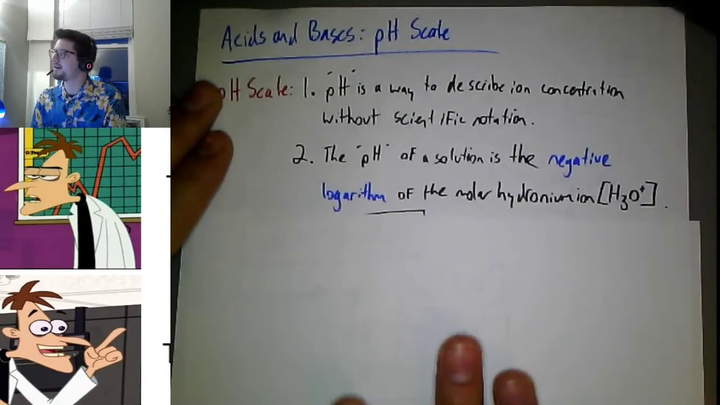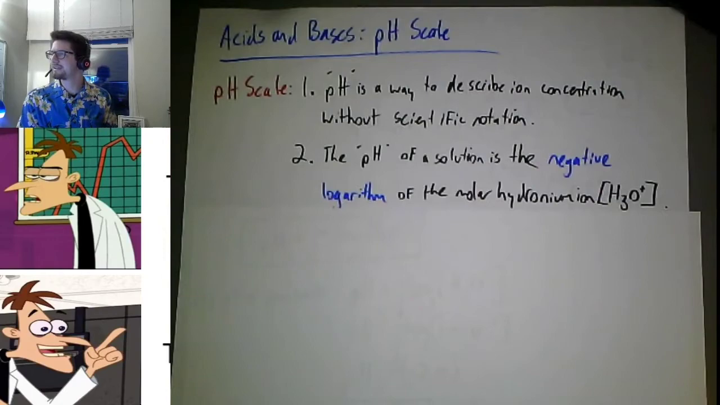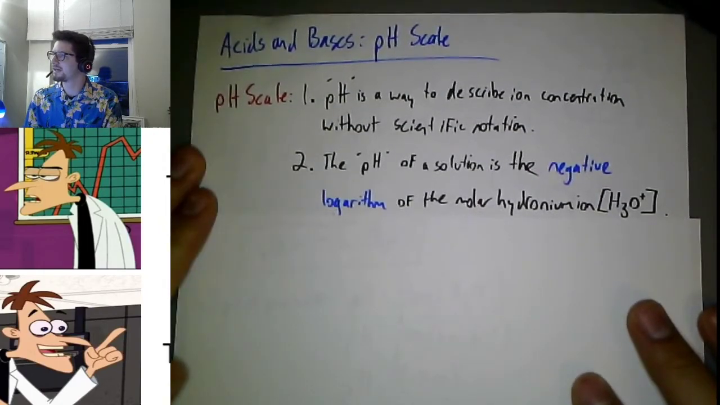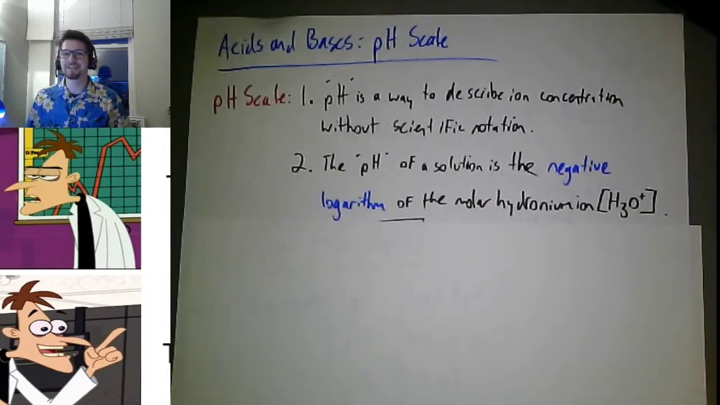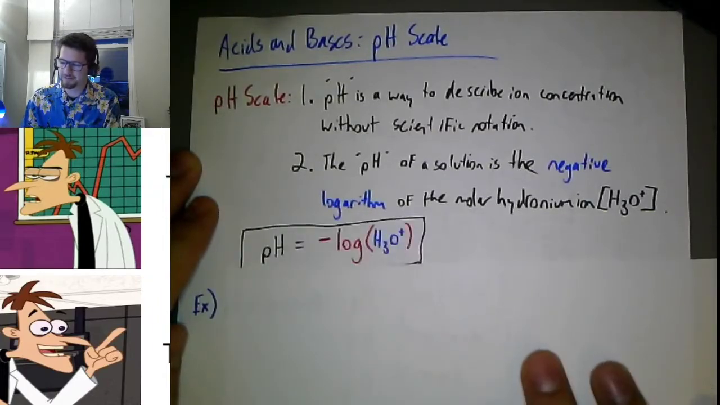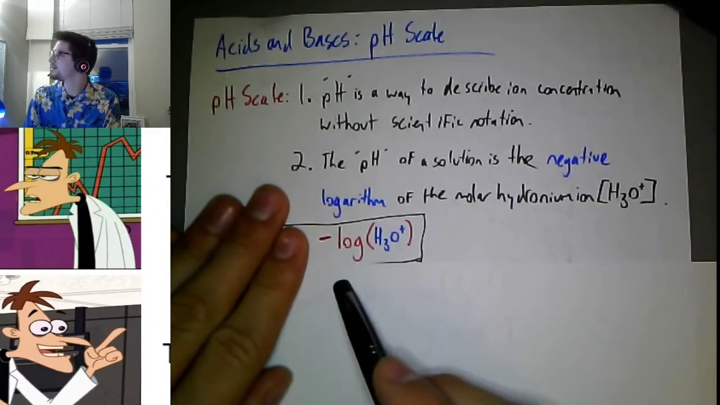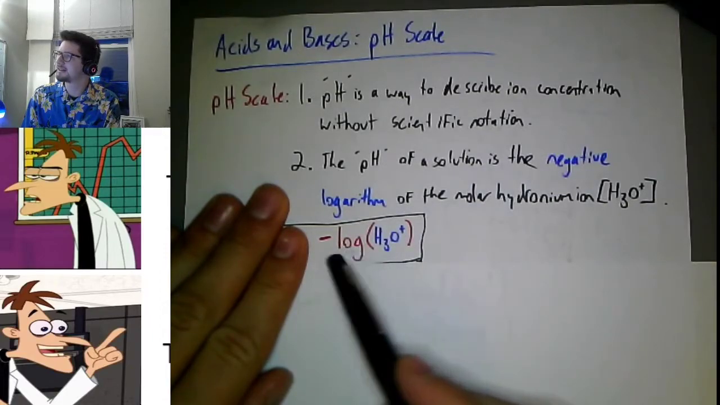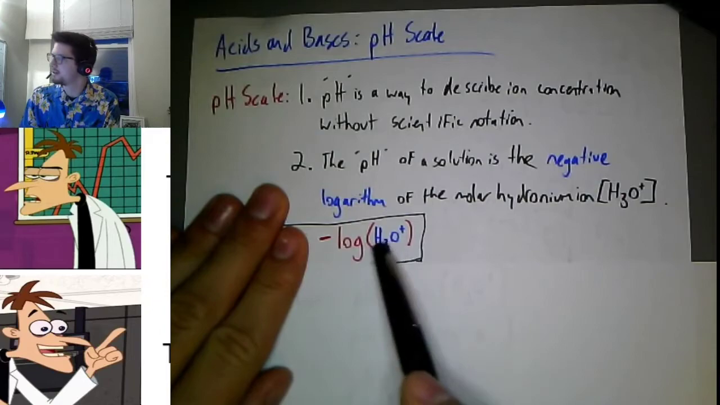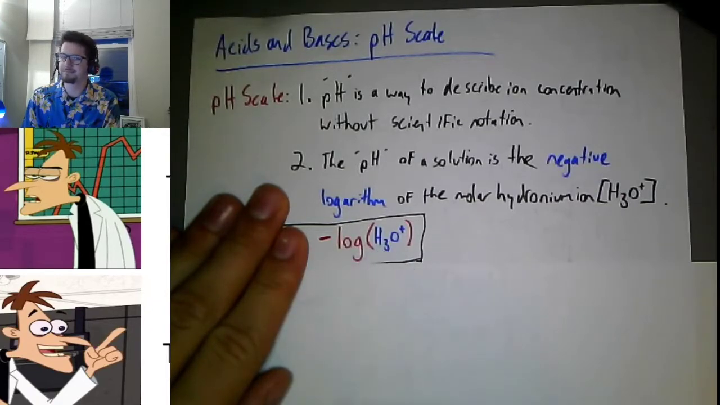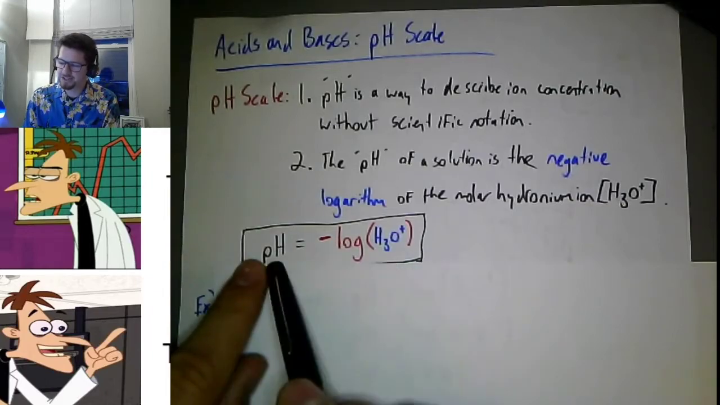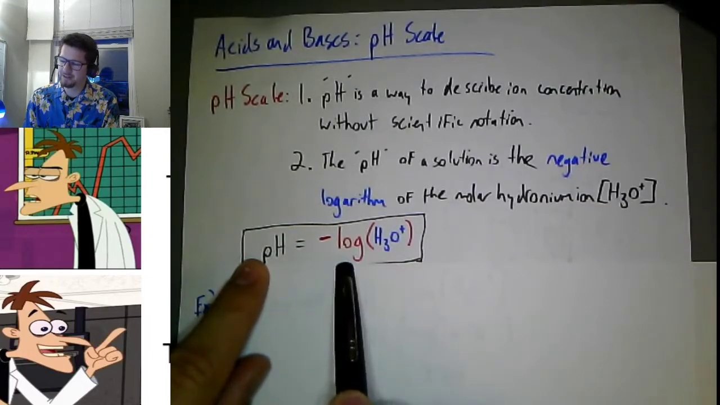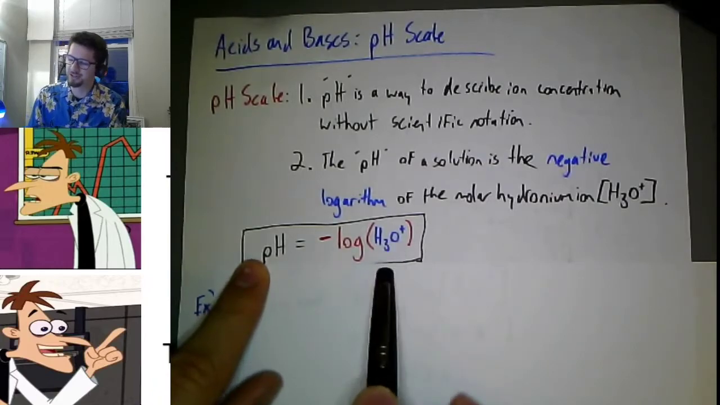Number two, the pH of a solution is the negative logarithm of the molar hydronium ion. Sounds really complicated, but I promise it's not. The pH of a solution is the negative logarithm. In other words, that's the math term right here, negative log. So the pH of a solution is the negative log, which you can type into your calculator, by the way, of the number for your H3O plus. That's all it's saying. The pH is the negative log of the concentration of your molar hydronium ion.